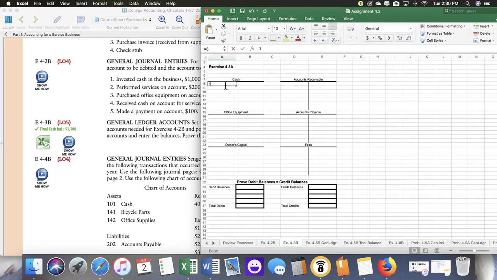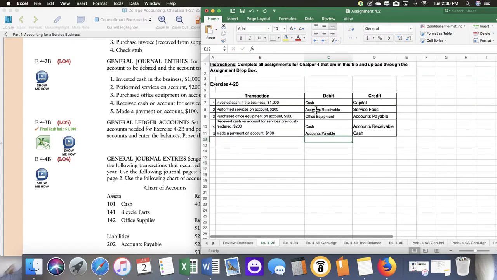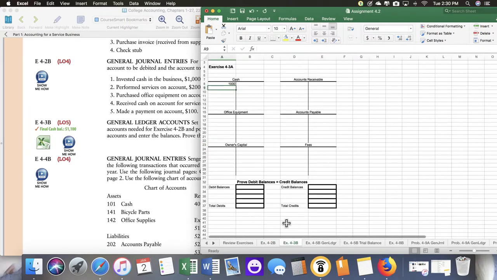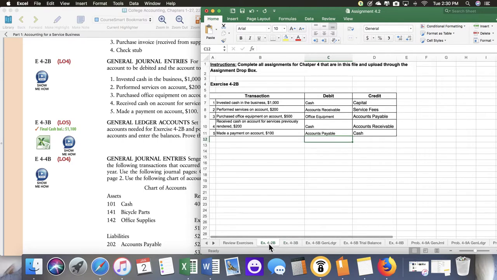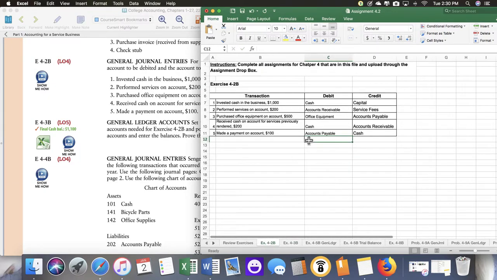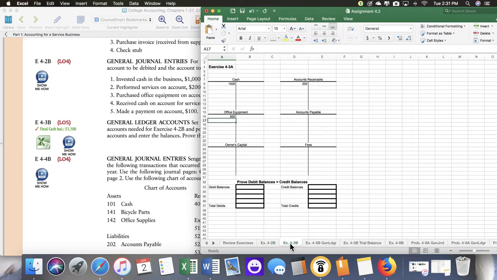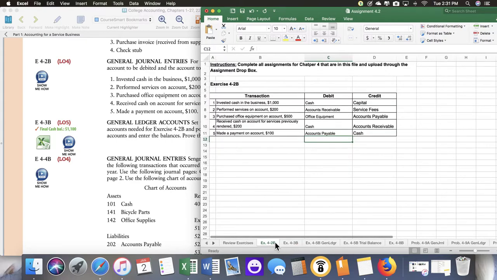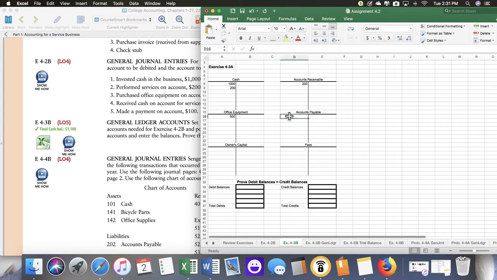So here's the cash, $1,000. Accounts receivable, $200. And we're just going to keep going like this through the rest of them. Office equipment for $500. Cash for $200. And then accounts payable for $100. Okay, so now we have all of the debits listed.